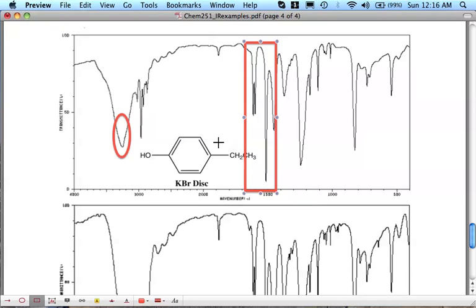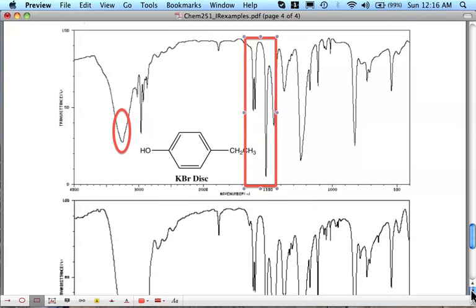Now, you'll notice that this is labeled as a KBr disk. Oftentimes solids are acquired by grinding them up with KBr, and KBr doesn't absorb in the IR, so you can grind it up and make a little disk out of it and send the IR light through it, and you'll get a spectrum that'll look something like this.